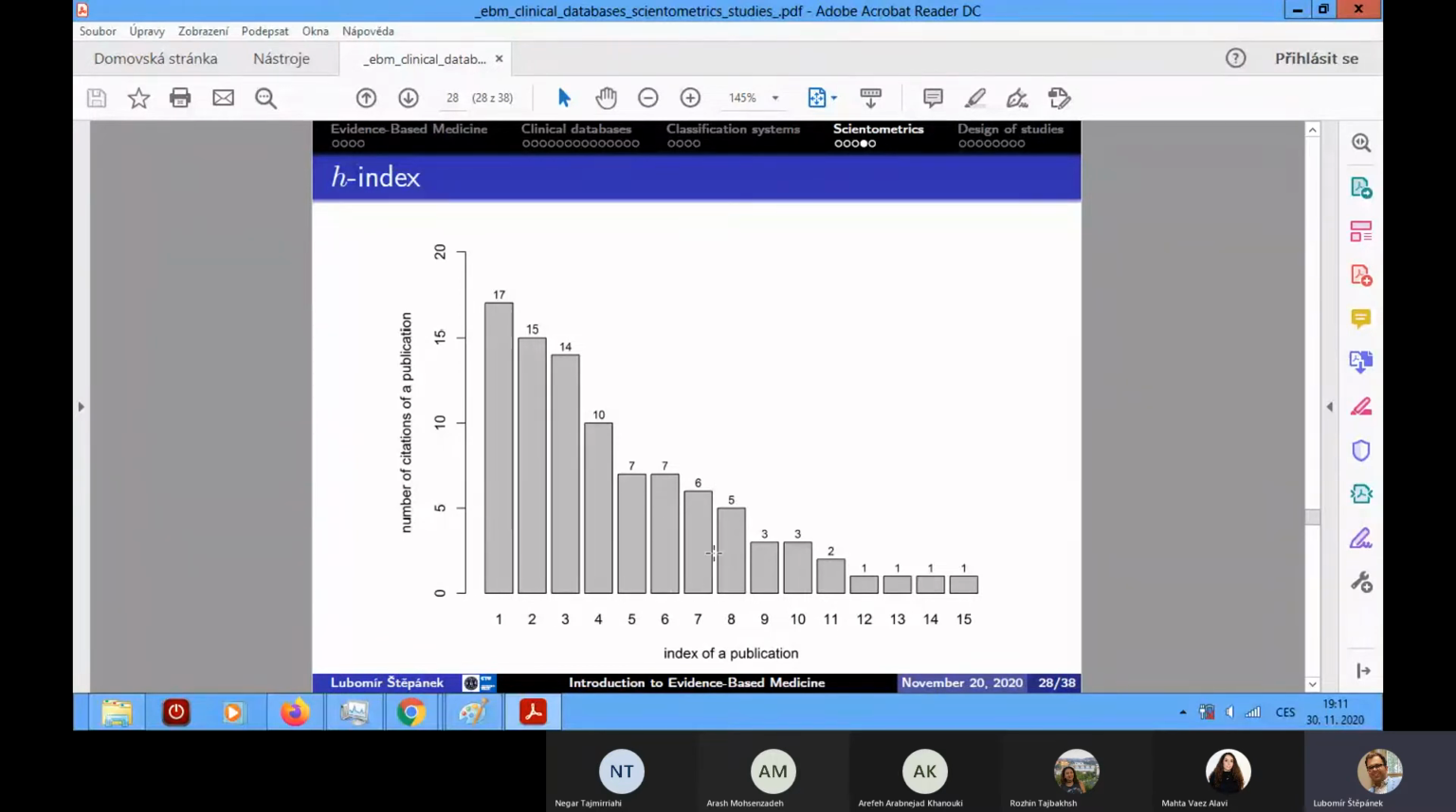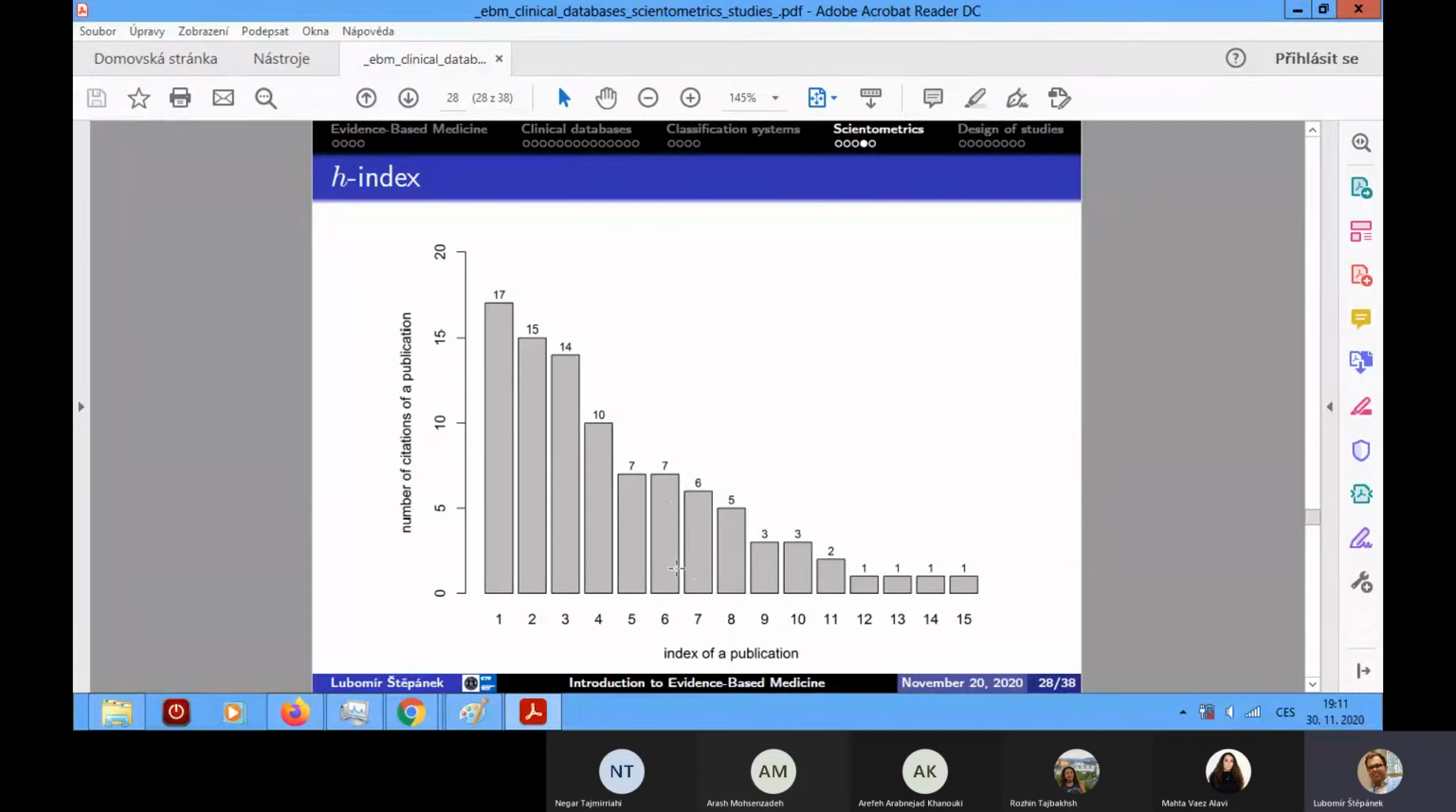Okay, there are 7 papers, but 6 of them were cited 7 times. That's okay. But the last one of these 7 papers, the most cited 7 papers, was cited only 6 times, and that's the problem, because it means that the H index couldn't be 7.